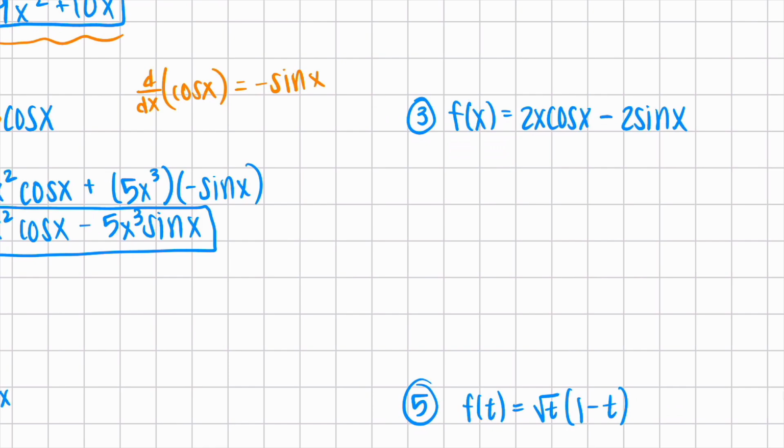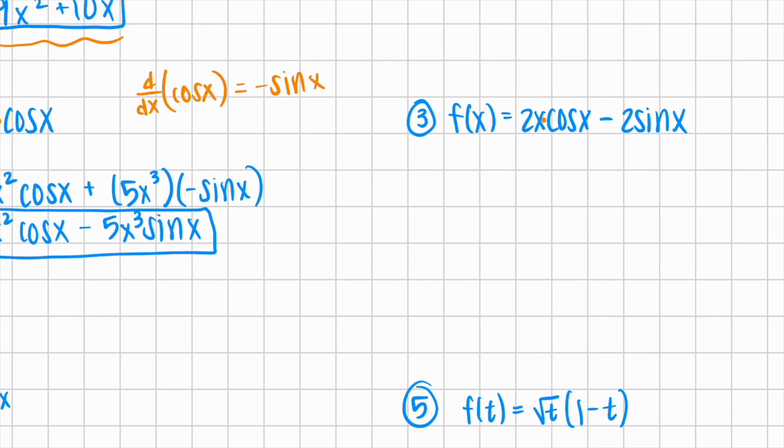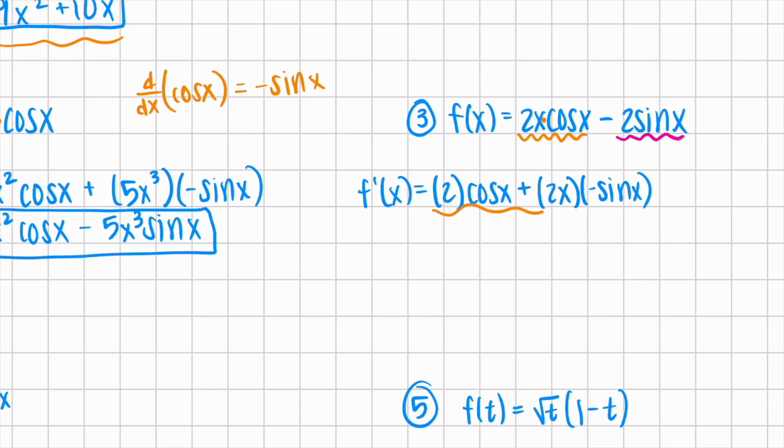Number 3, I have 2x times cosine of x minus 2 sine of x. I'm going to use the product rule for 2x cosine of x, and then the minus 2 sine of x is just going to be separate, I'm taking a derivative of a different term. So let's start with my product rule. I'm going to take the derivative of 2x, that's 2, leave cosine of x, plus leave 2x. Derivative of cosine of x is negative sine of x. So this was my product rule.